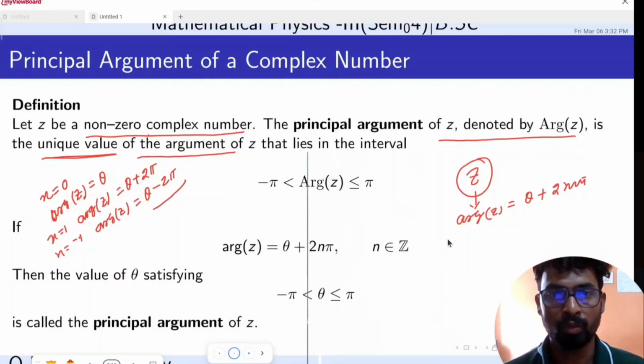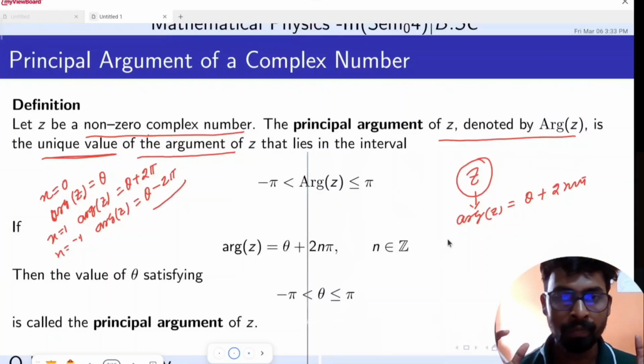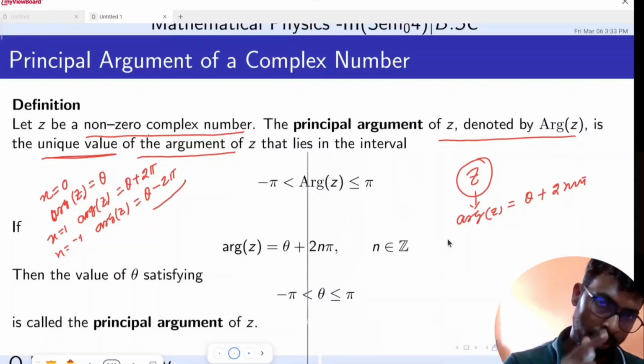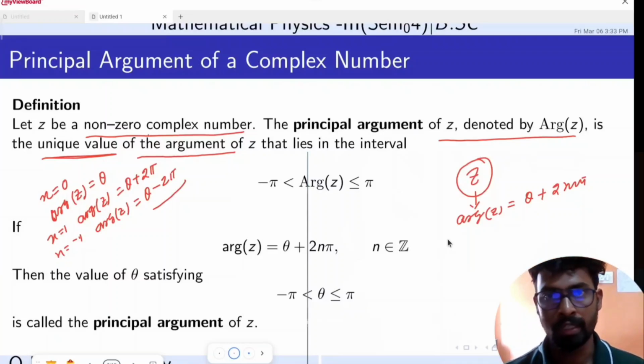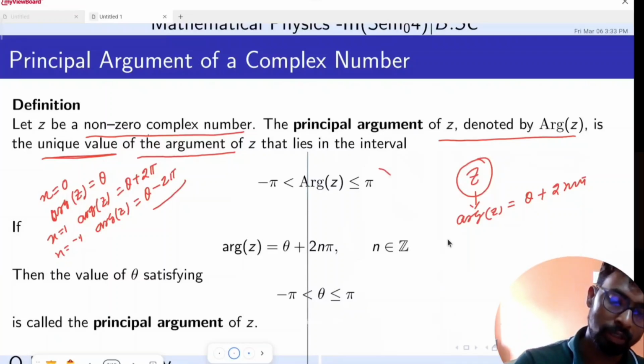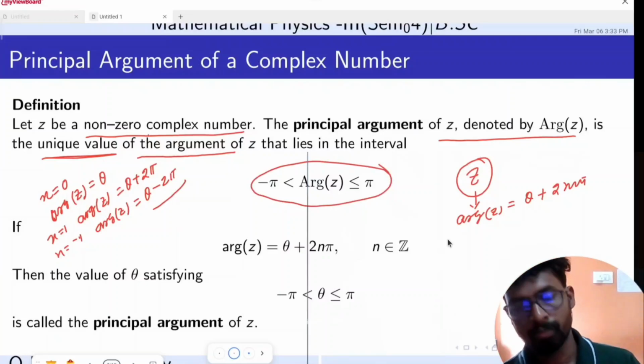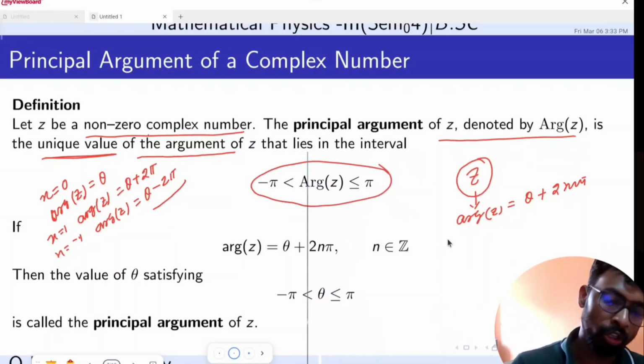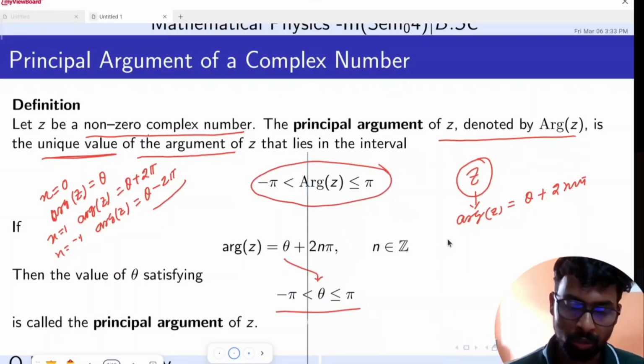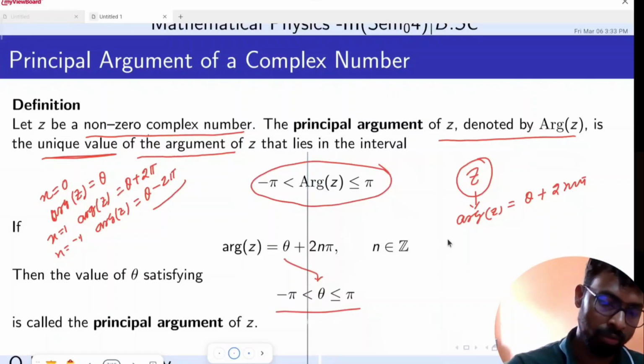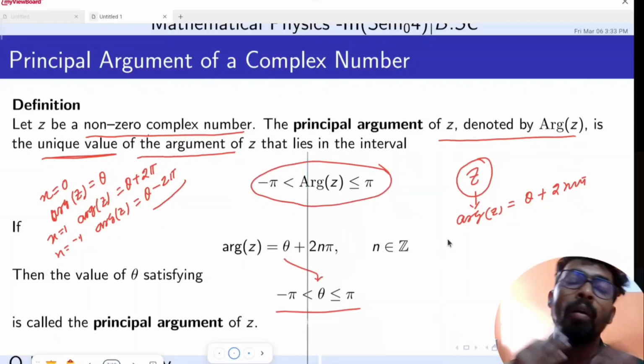So what is the unique value? How can you choose the unique value? The unique value is located within minus pi to plus pi, definitely. Okay, minus pi to plus pi, and that unique value is called basically the principal argument. Okay, so this is the definition of principal argument. And you already know argument of z is equal to theta plus 2n pi, and the value of theta satisfies this relation, minus pi to plus pi.